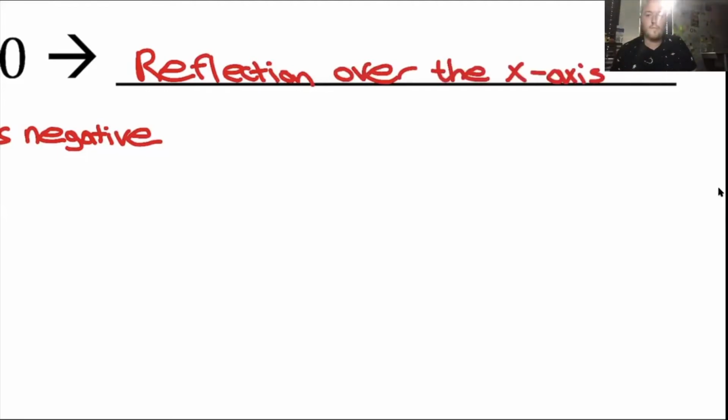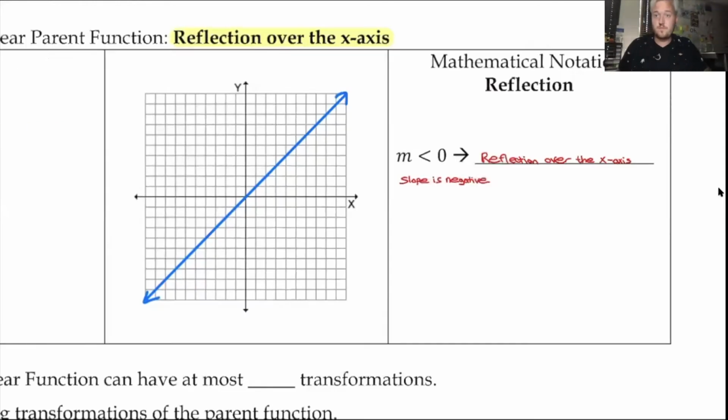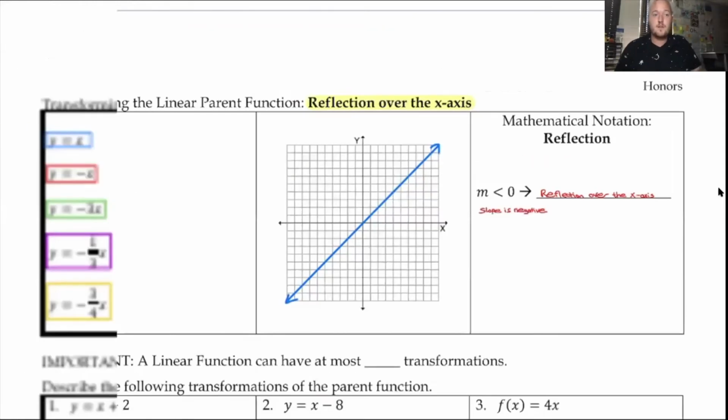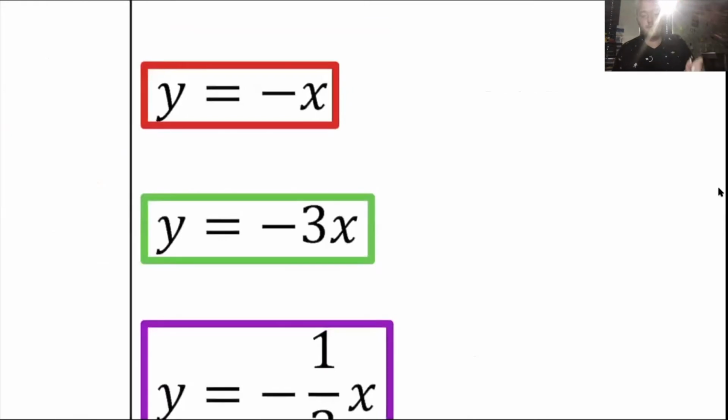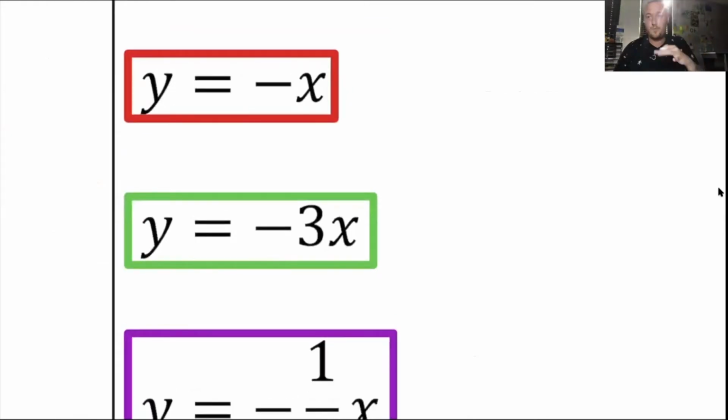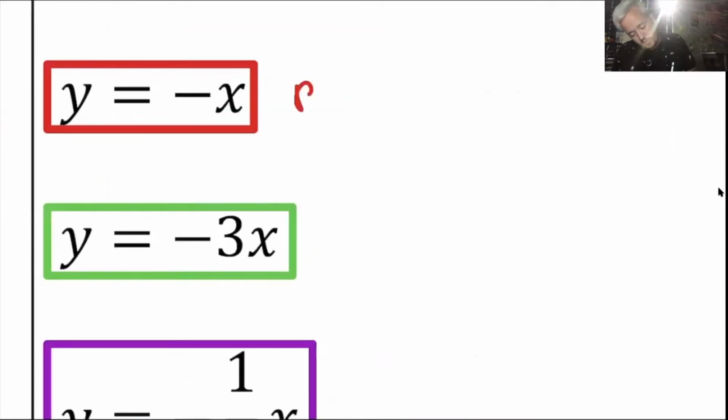So that would be the actual transformation that you write out. So in this case, over here in red, now we have a slope of -1 as opposed to a slope of +1. So what this means is this has a reflection over the x-axis.